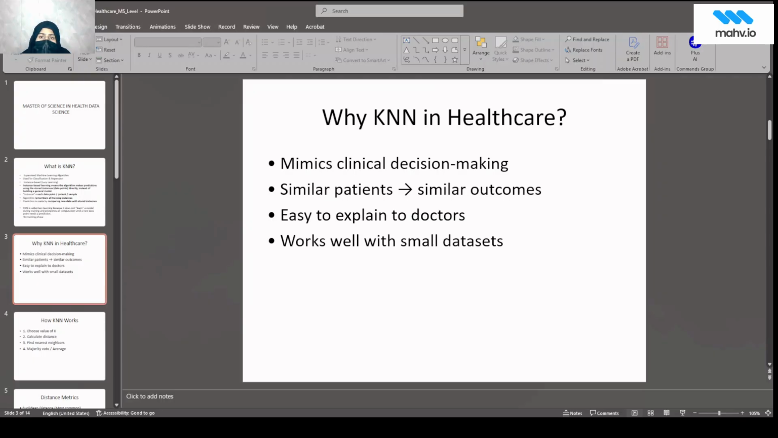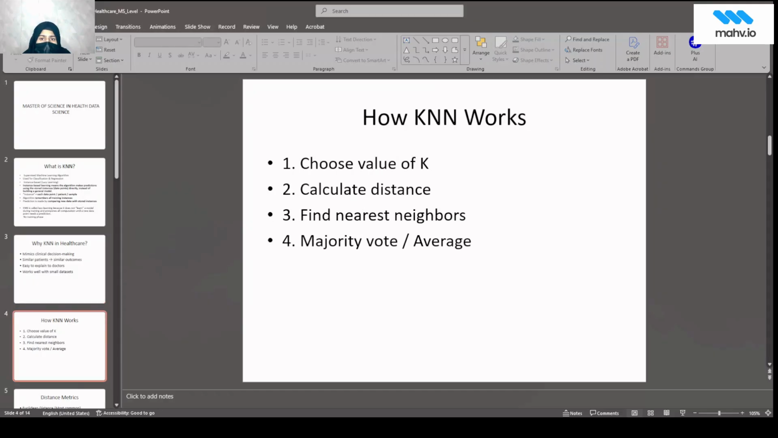After that, why KNN in healthcare? Because it mimics clinical decision making. Similar patients have similar outcomes, it is easy to explain to a doctor, and it works well with small data sets.